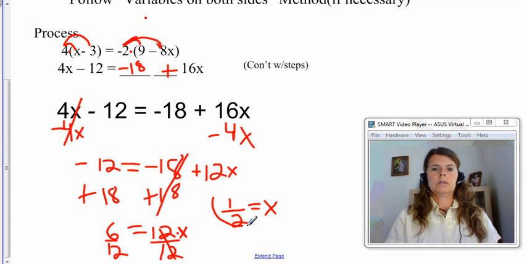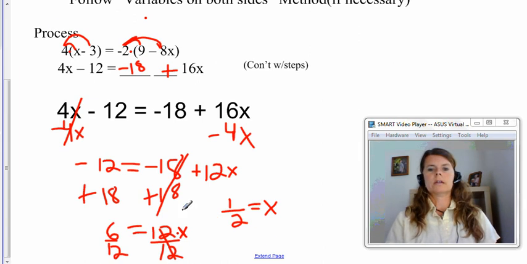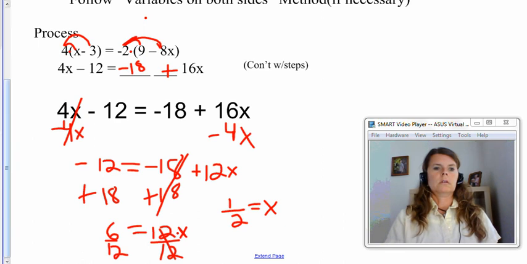And then you should plug it back in with our new graphing calculators. X equals 1/2. With our new calculators, it's easy to take a fraction like 1/2 and plug it back in right here. 1/2 minus 3, get your answer, times 4. Over here, take 8 times 1/2, subtract that from 9, times negative 2. And this side should equal that side.